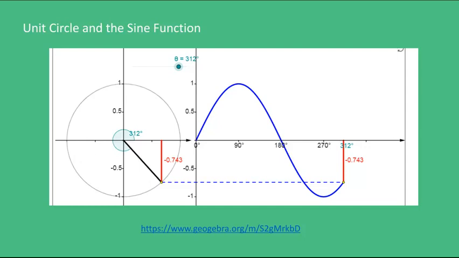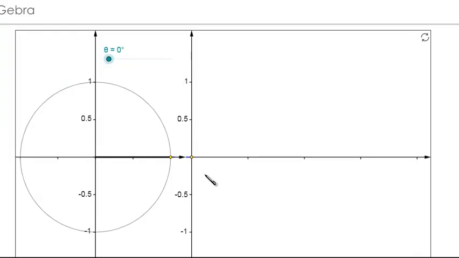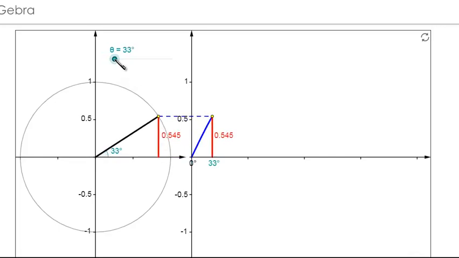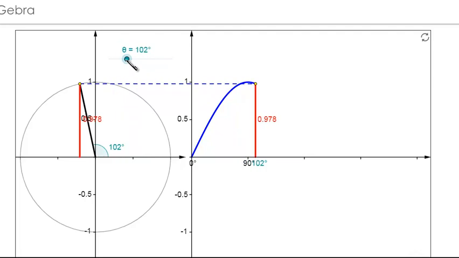So let's look at this in a GeoGebra app that I found. So here is the app. Notice at this point, the angle is 0. And of course, the y-coordinate of this point is 0. We'll be capturing the y value on this graph over here on the right. So let's increase the angle. Notice, as I increase the angle, the y value increases until it reaches about 90 degrees. And then the y value begins to decrease again.